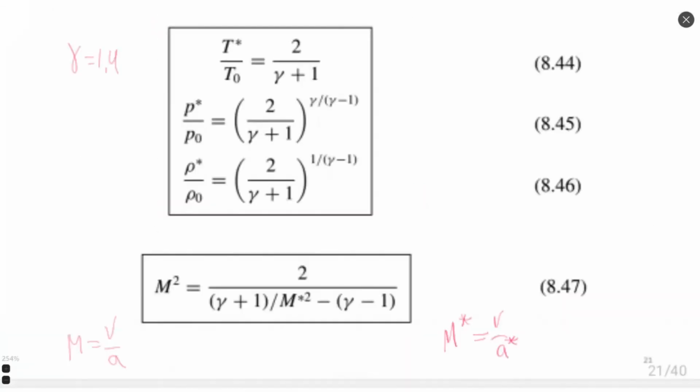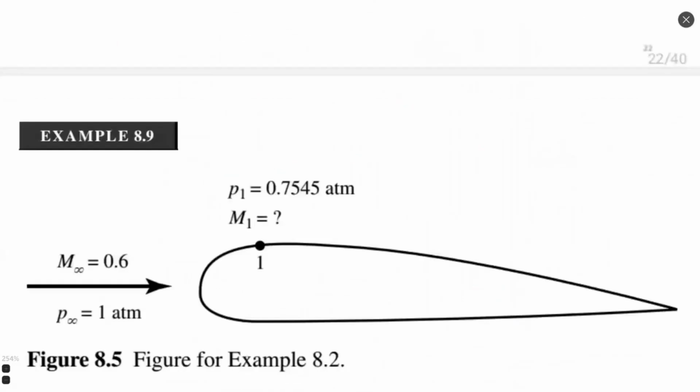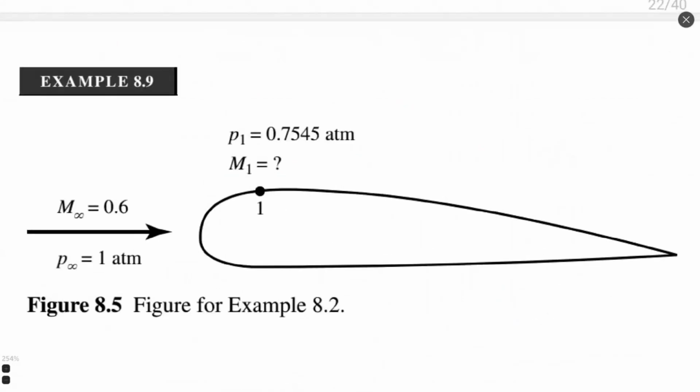Just for simplicity, maybe we will change a bit the initial conditions. From example 8.9, I will use Mach infinite 0.62. How to calculate Mach number on the specific point of the airfoil when we know pressure at this point? It consists of two steps. First, we have to define our reference values, stagnation properties. And second step, from these references, we will calculate Mach number.